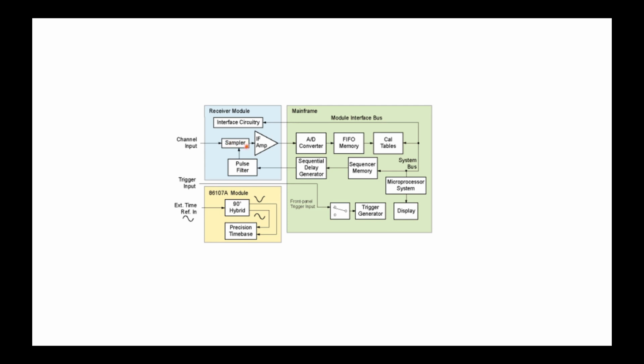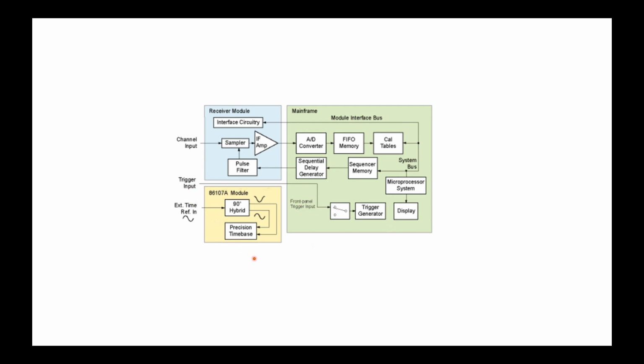But then after it has this pulse sampling applied to it, then it now has very low bandwidth because it's already gone through the sampling process, and then all you need is an IF amplifier here, and then the A to D converter, the memory, all the other memory sequencers and all that, the delay trigger generator, all of that is in the main frame of the oscilloscope itself, which I don't have one here.